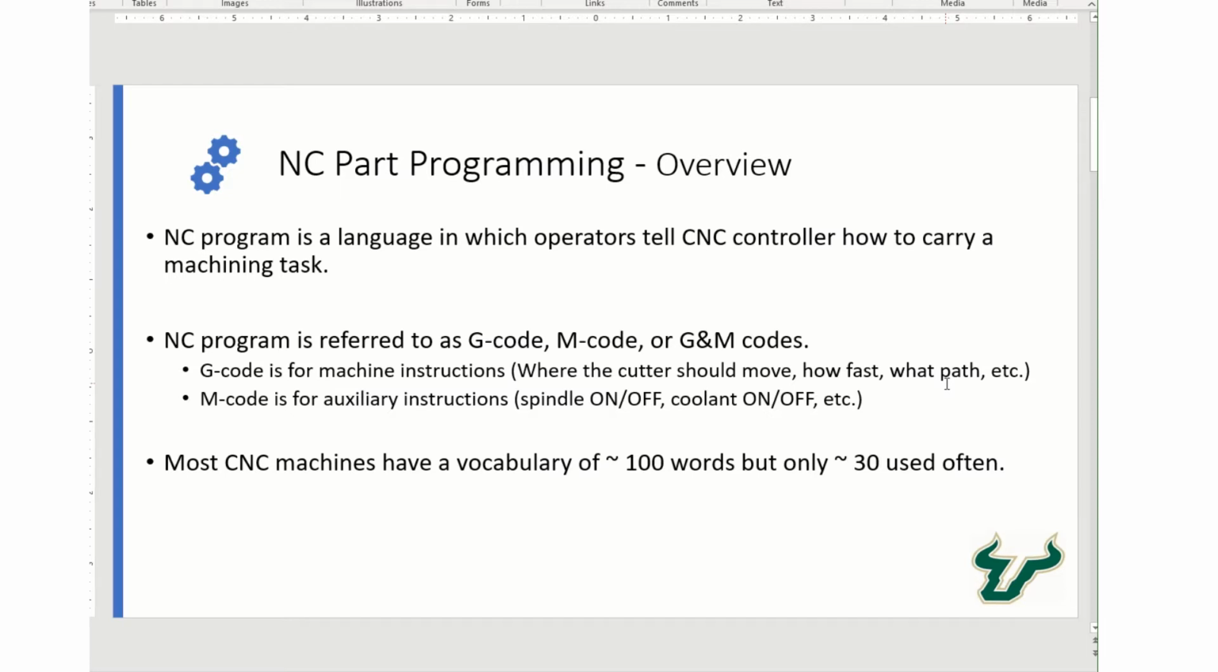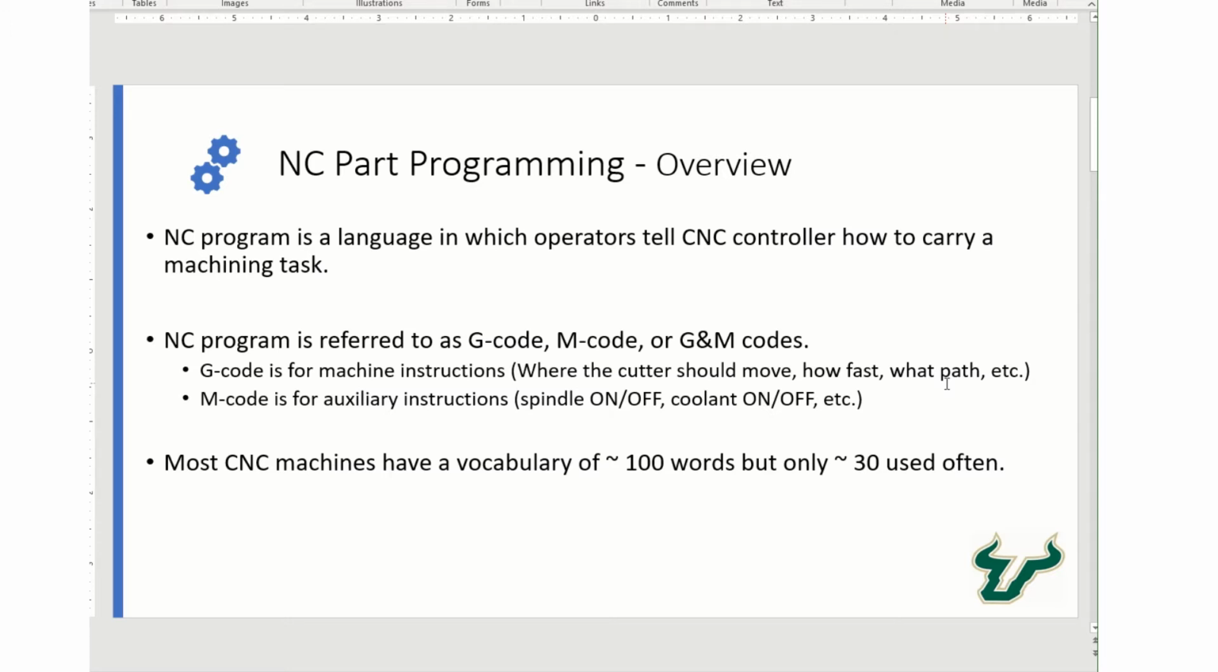So the numerical control program is a language in which operators tell the CNC controller how to carry out a machining task, as is done in conventional machines by the operator. The NC program is also referred to as G codes or M codes, or a combination of both G and M codes, because most NC programs have these G codes.